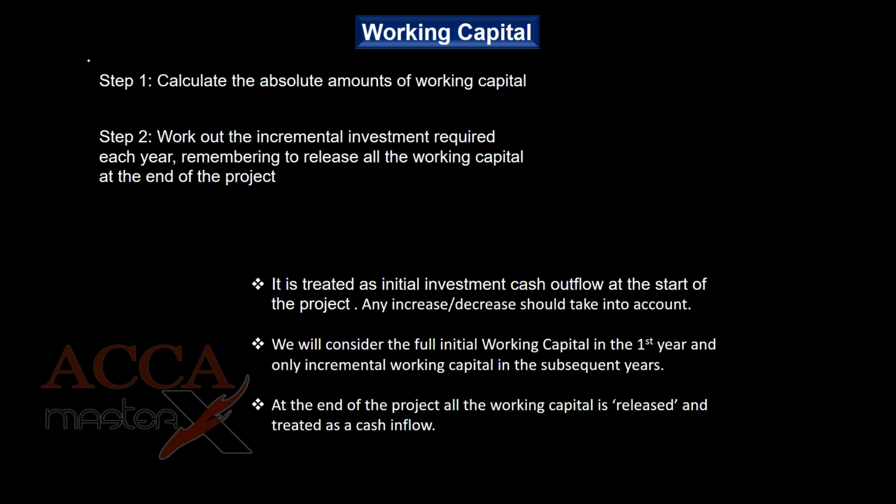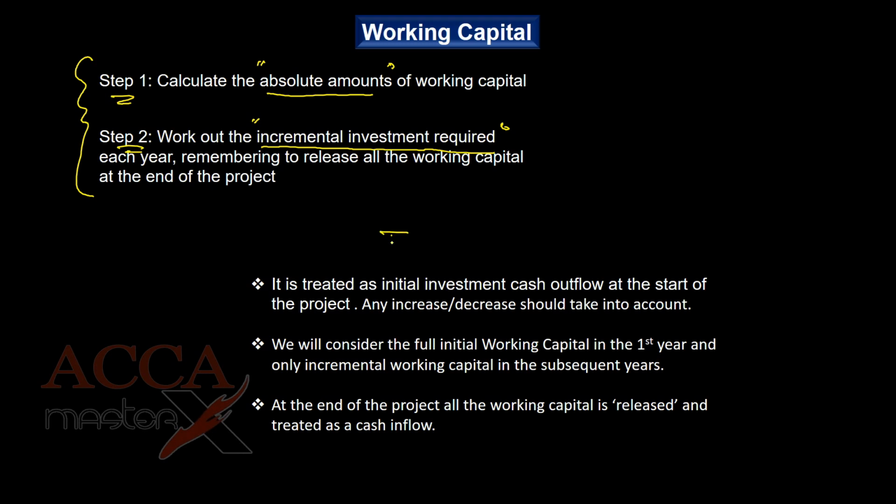Okay. Now our final topic is the impact of working capital on our discount rate. So we have the following two steps by which we can solve any adjustment relating to working capital which can impact our discount rate. Step number one is to calculate the absolute amount of working capital. And step number two is to calculate the incremental investment required. Don't worry about it. When we solve some questions, we will understand both of them. Each year, remembering to release all the working capital at the end of project. It is an important point.